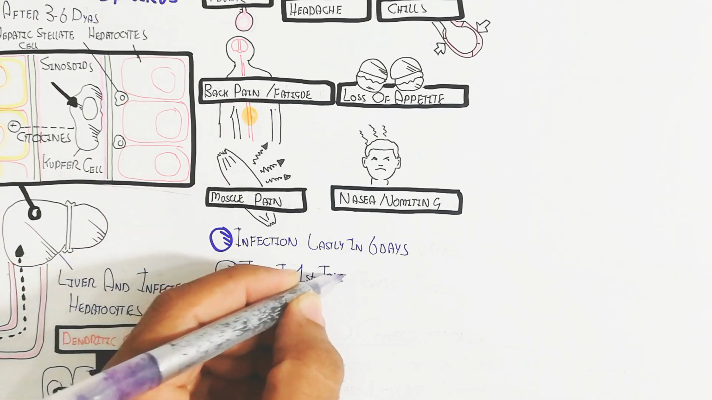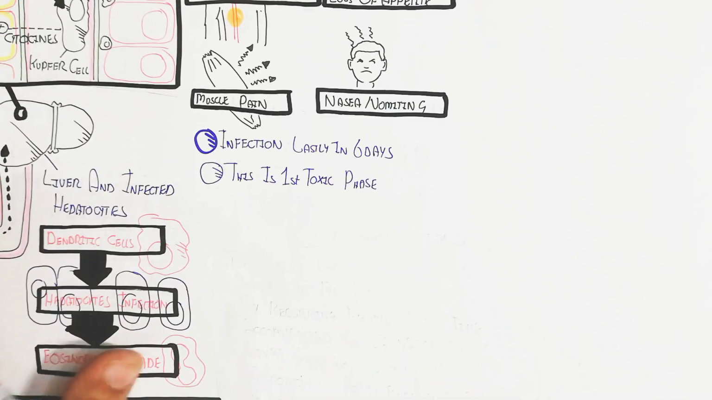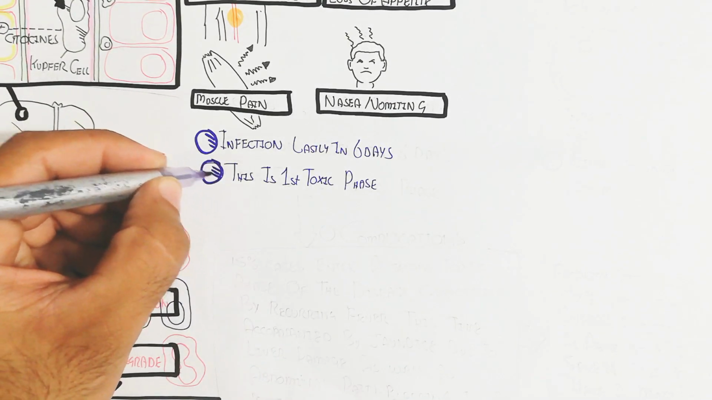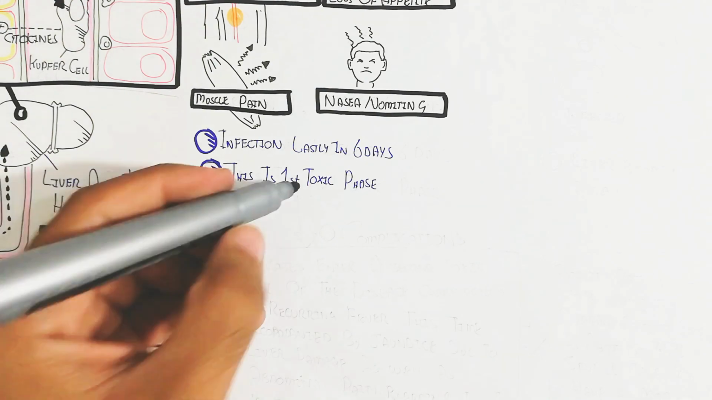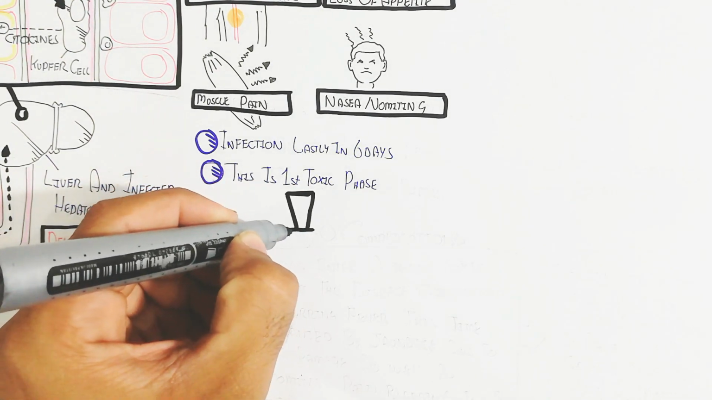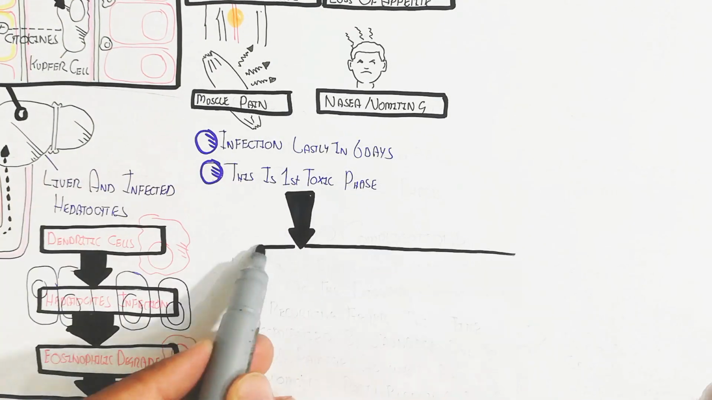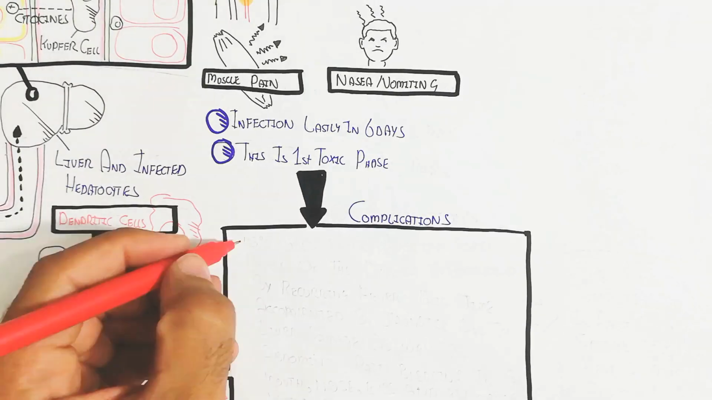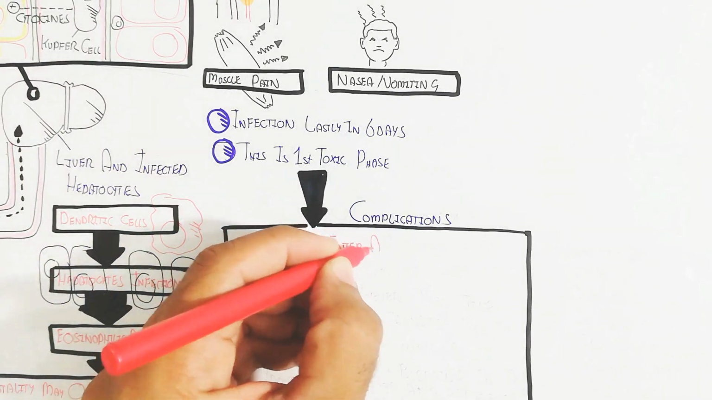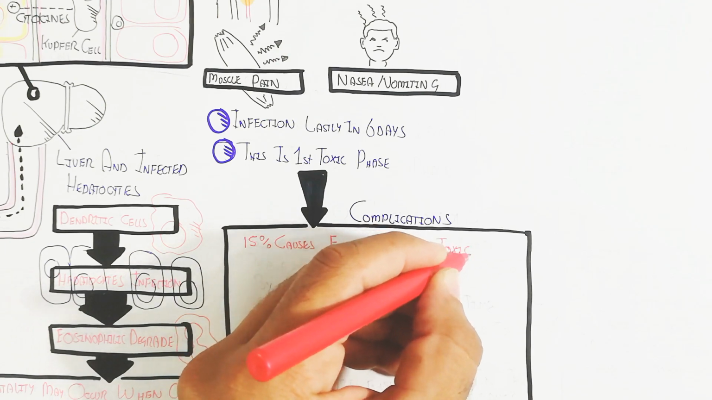This is the first toxic phase. If the first toxic phase is not cleared by the adaptive immune response, for example, if the B memory cell, the plasma cell, and the T lymphocyte are not activated, then the progression will occur.